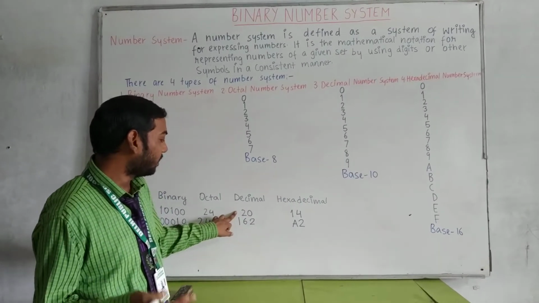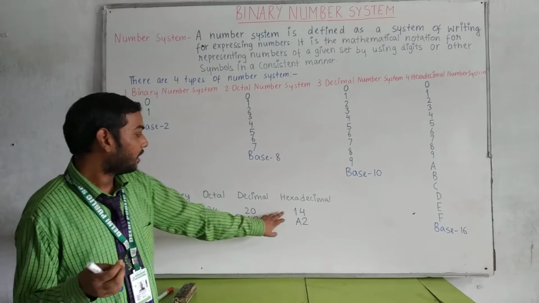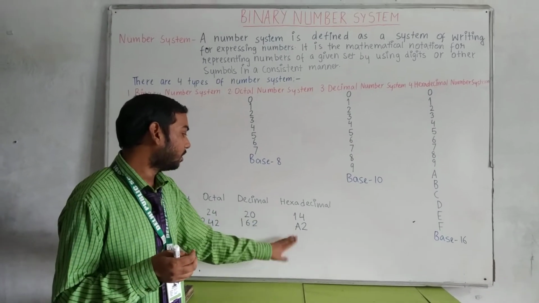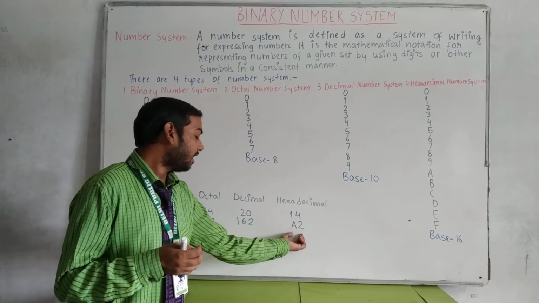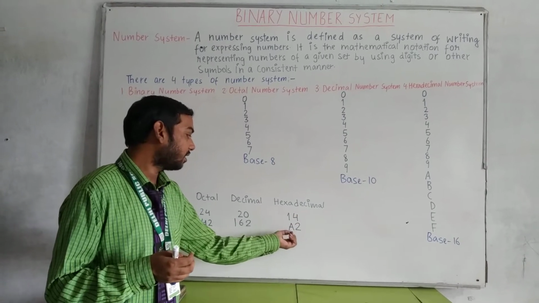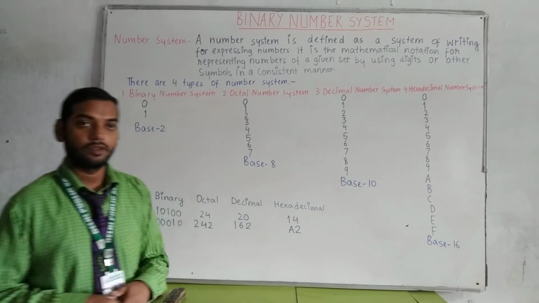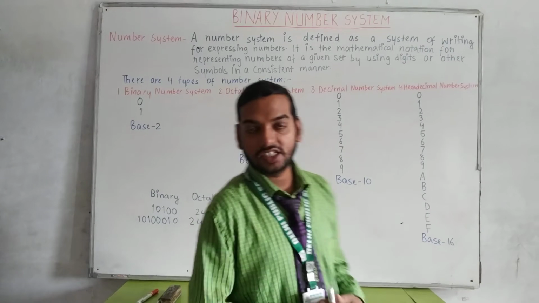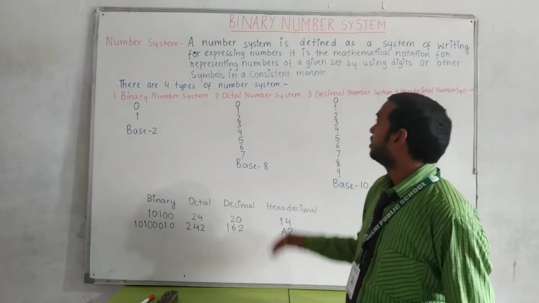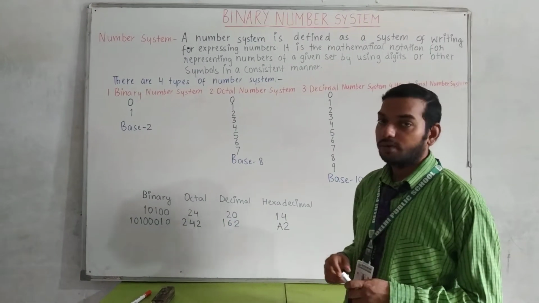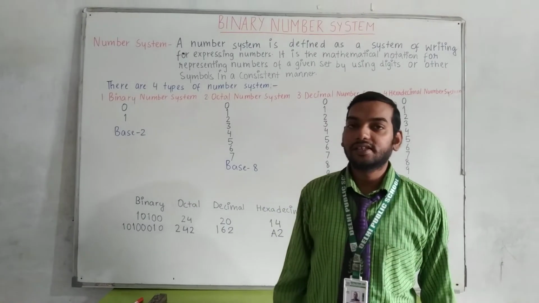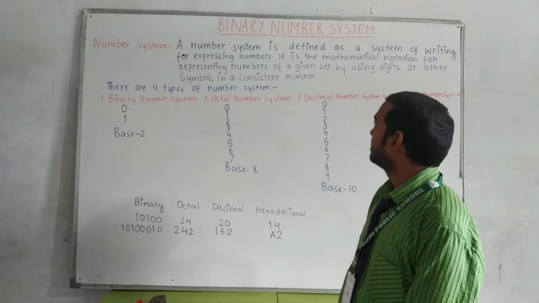And you are familiar with the decimal number system. And in the hexadecimal number system, we can see that we are using symbols like A to F. Okay, so our next topic is the binary number system. We will see what a binary number system is.